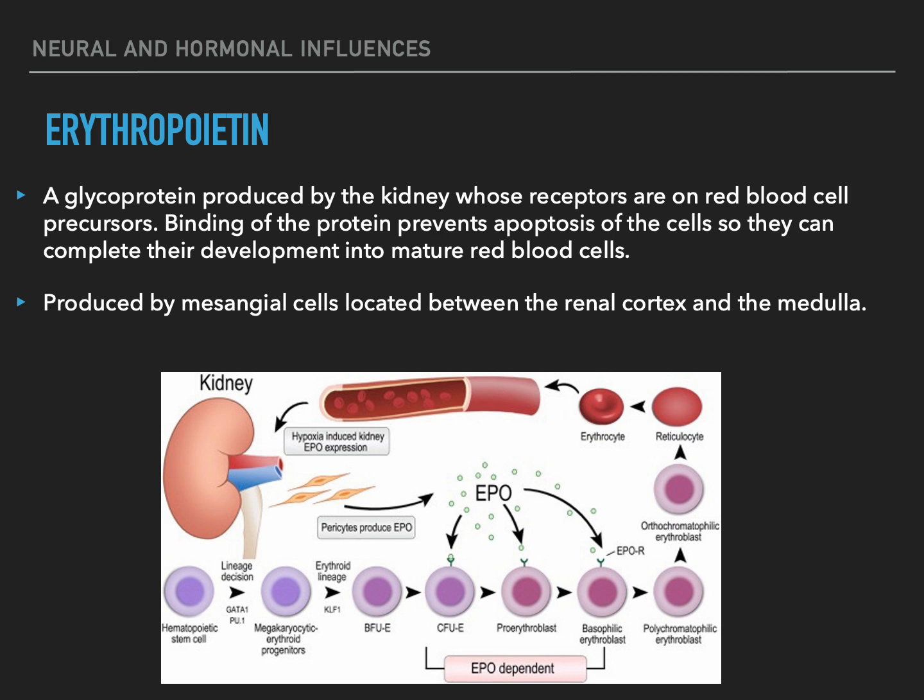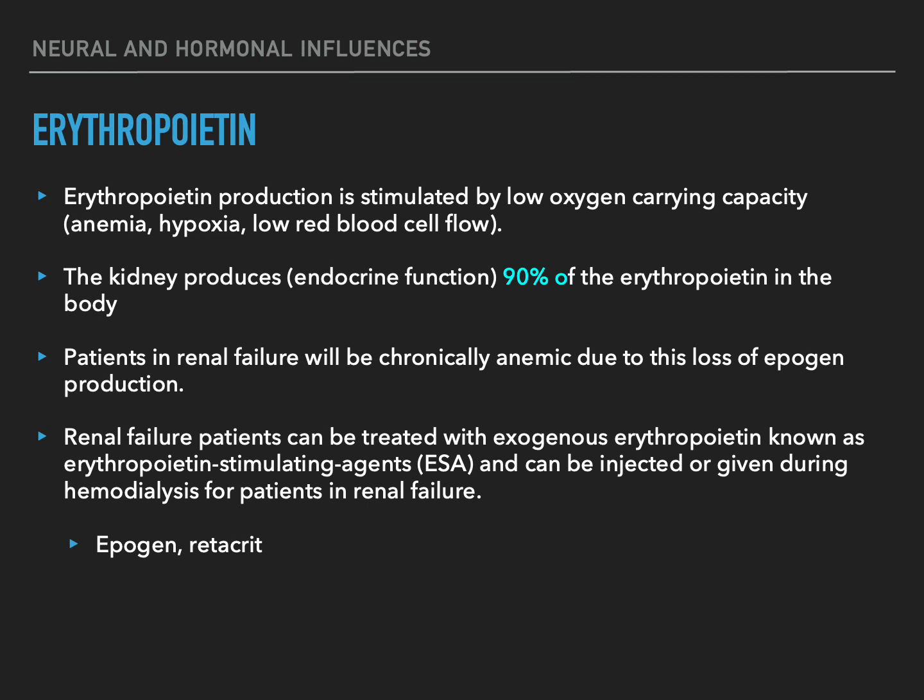Erythropoietin is produced by the mesangial cells located between the renal cortex and the medulla in the glomerulus. In the picture, you can see the beginning of the red blood cell, which is the hematopoietic stem cell, and how it goes through many different stages to develop into an erythrocyte, and how 3 of those stages are dependent on erythropoietin. Erythropoietin production is stimulated by low oxygen carrying capacity, such as anemia, hypoxia, and low red blood cell flow. The kidney produces 90% of the erythropoietin in the body, and this is an endocrine function.